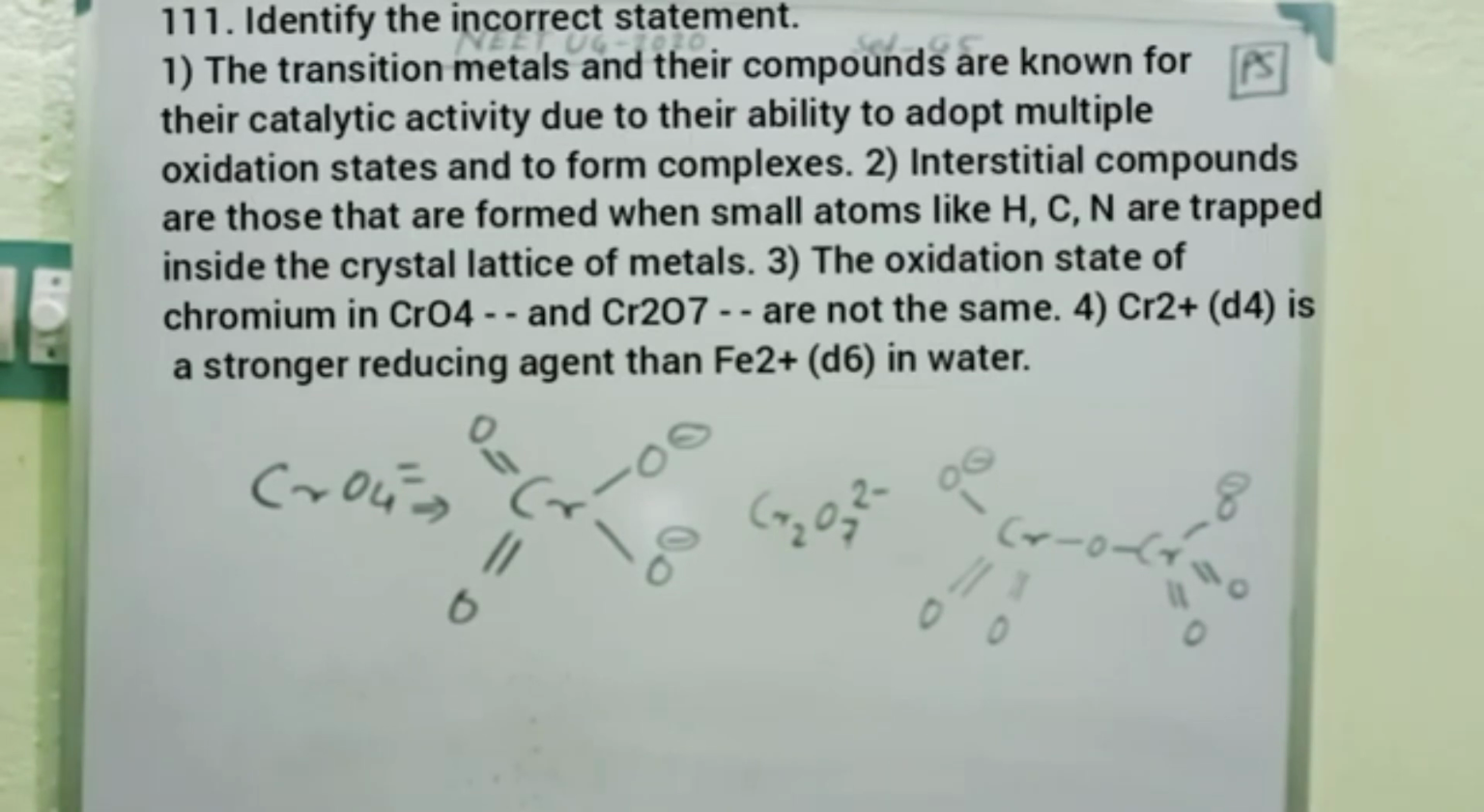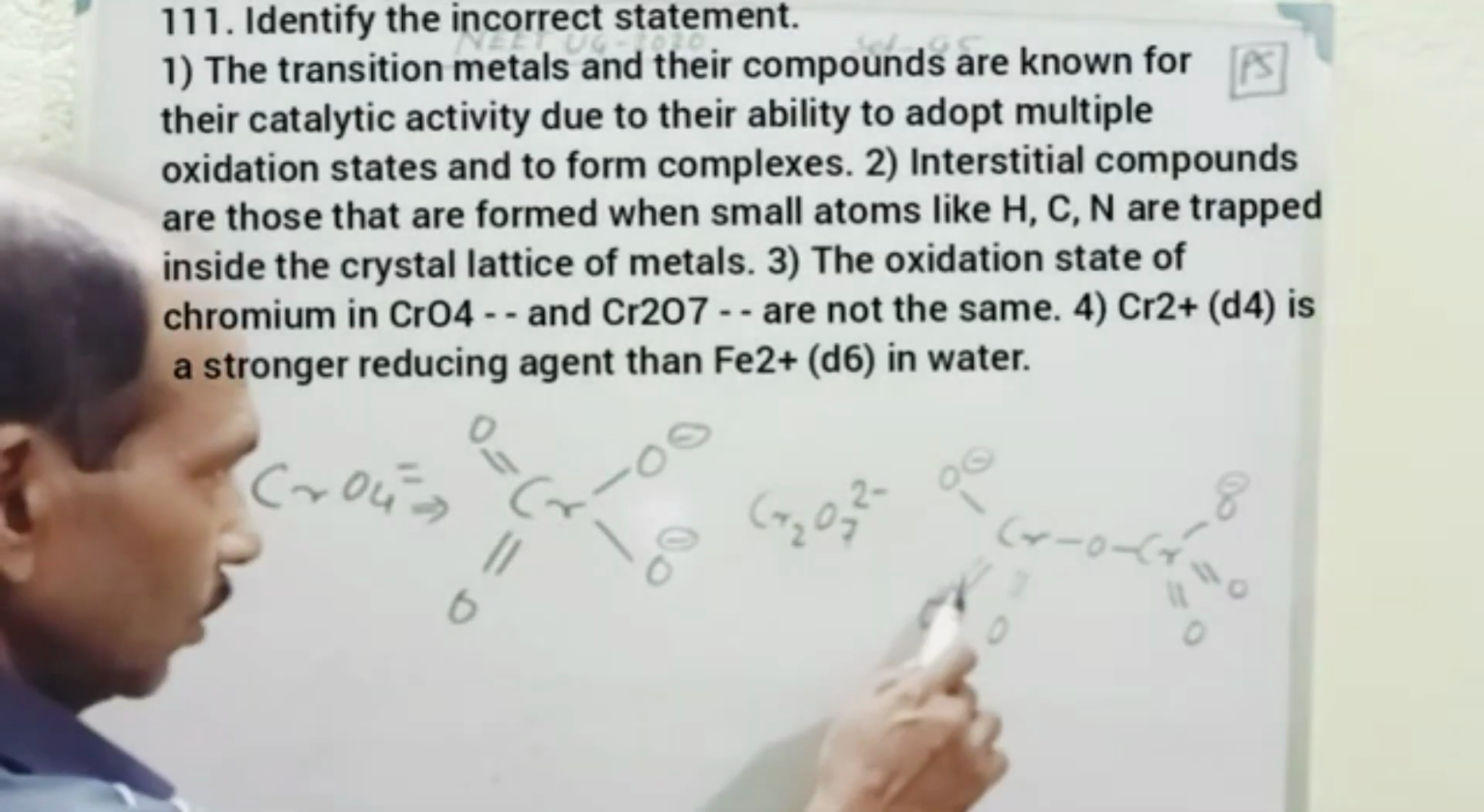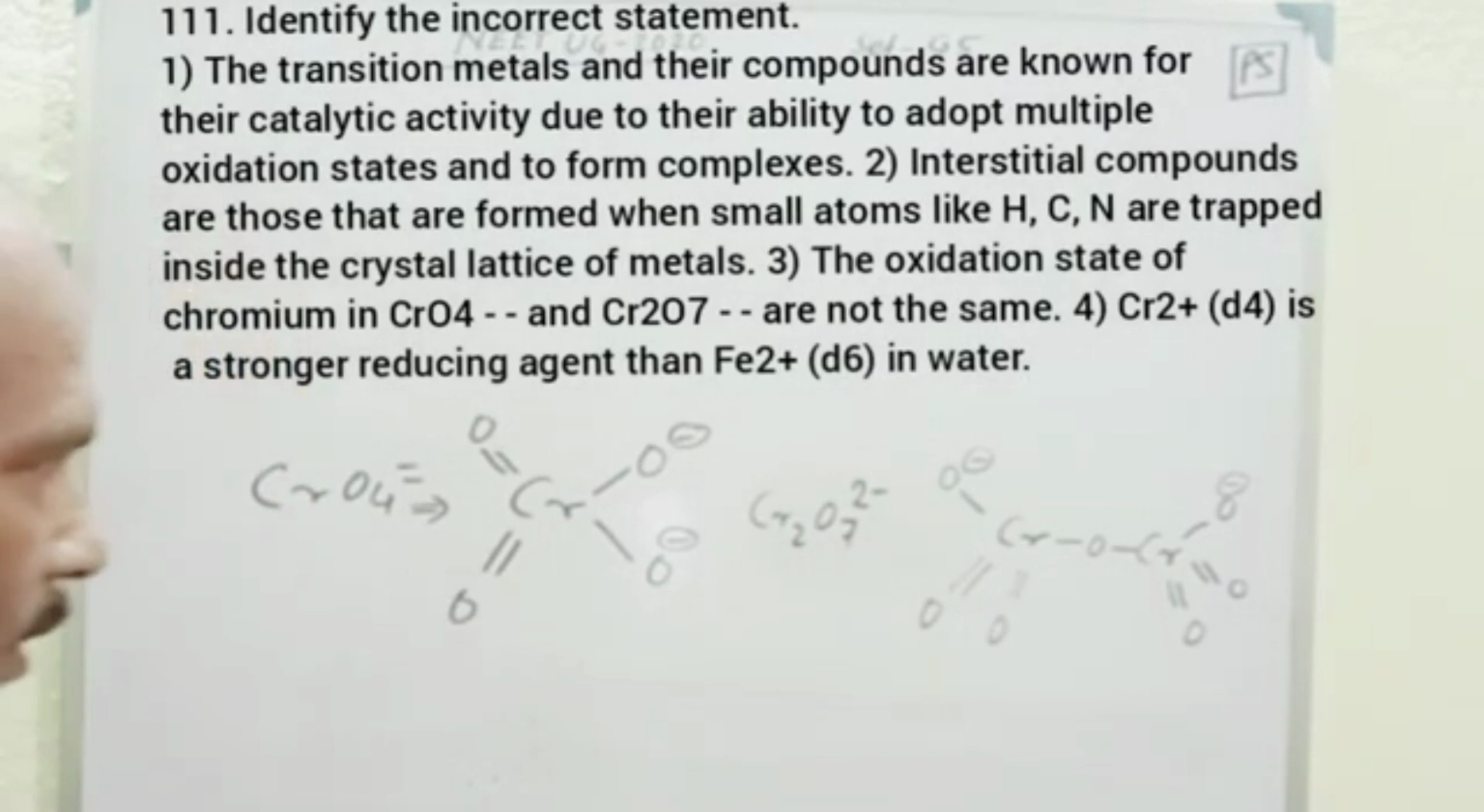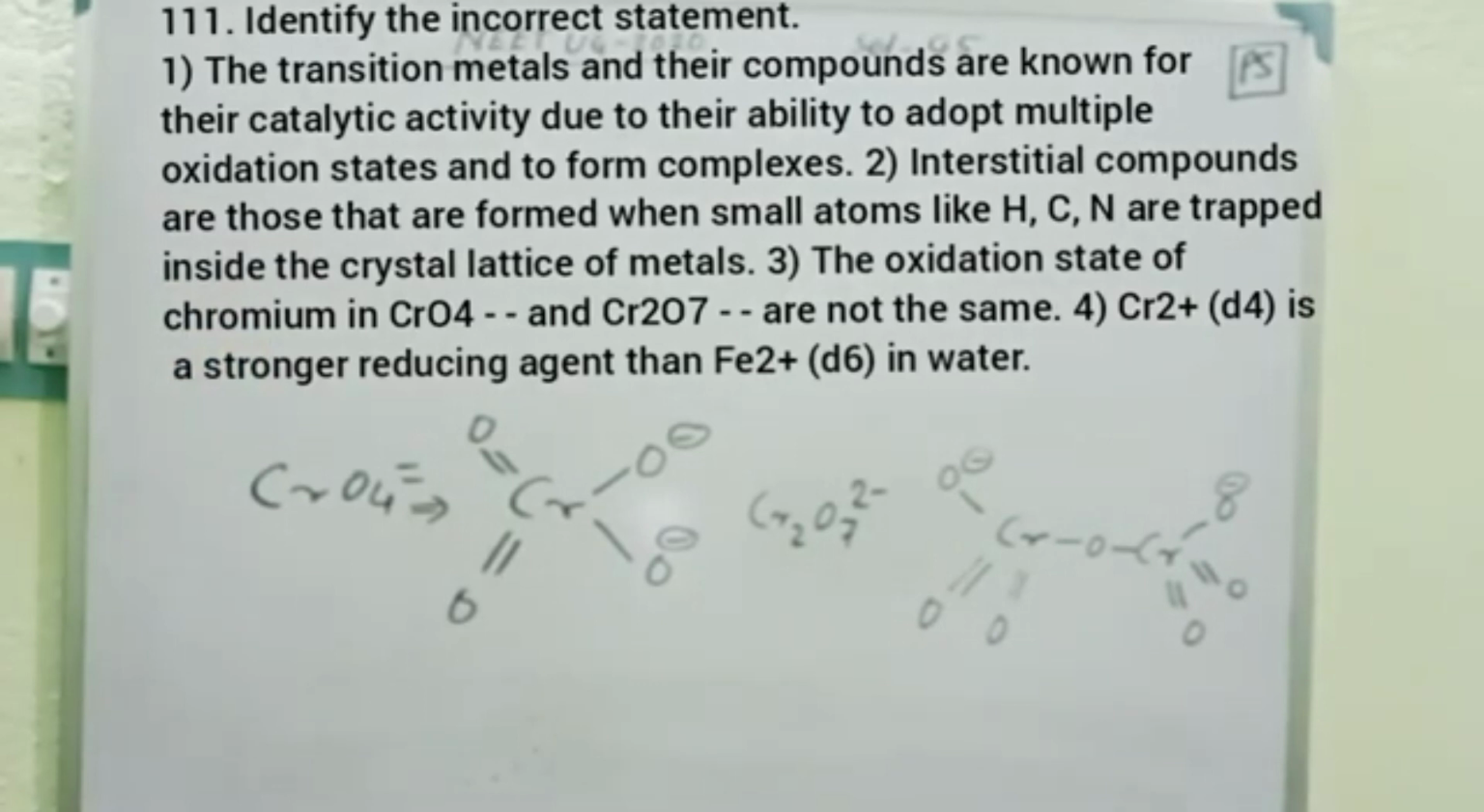And look at the structure of Cr2O7 2-. There are 2 central chromium atoms. Each chromium atom is bonded to oxygen with 6 bonds. 1, 2, 3, 4, 5 and 6. 1, 2, 3, 4, 5 and 6. So, the oxidation state of each chromium atom in Cr2O7 2- is also +6. Therefore, the oxidation state of chromium in CrO4 2- and Cr2O7 2- are the same.